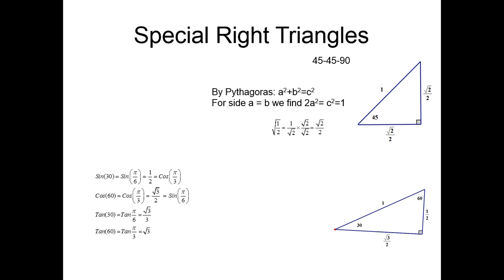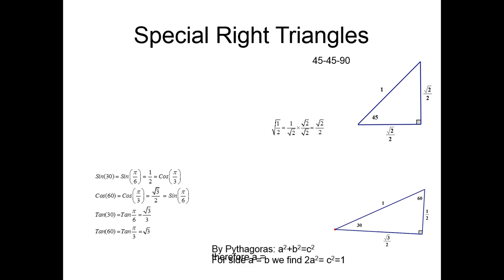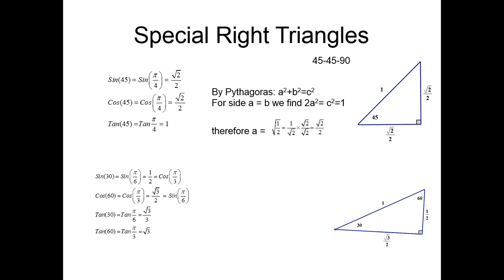which when rationalized becomes 1 over root 2 times root 2 over root 2, which is root 2 over 2. So in any 45, 45, 90, we know that the sides are root 2 over 2, and the hypotenuse is 1. Now from that we can find our relationships for the sine of 45.